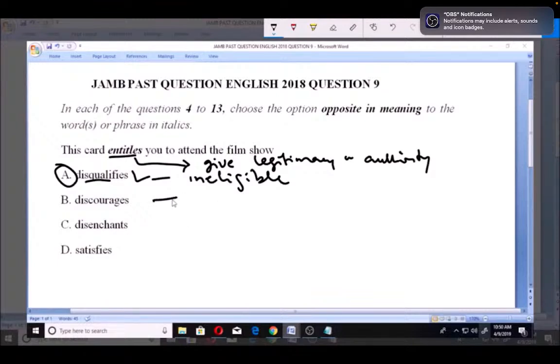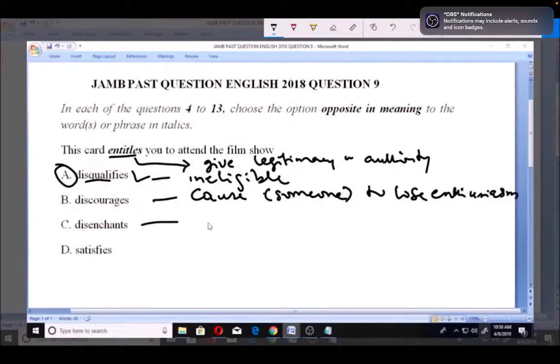Whereas discourage means to cause someone to lose confidence. Discourages: cause someone to lose confidence or to lose enthusiasm. So it's either you're losing confidence or you're losing enthusiasm to do something. So you're no longer willing to do something.